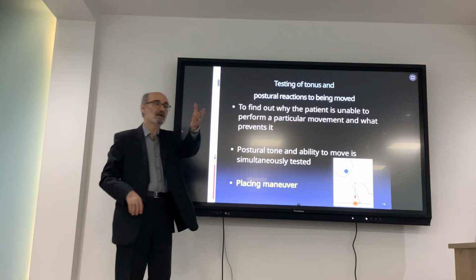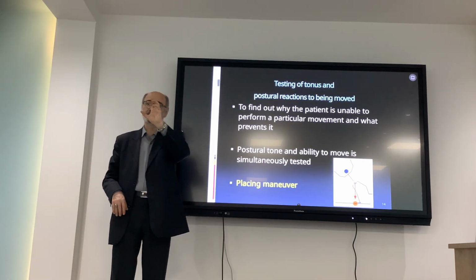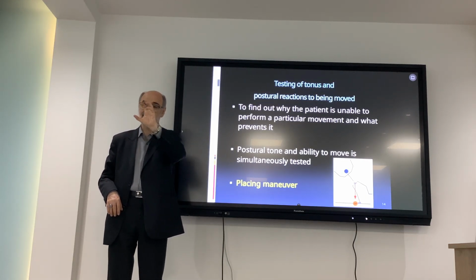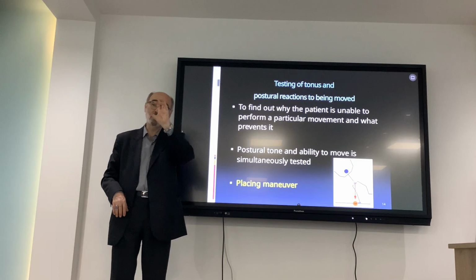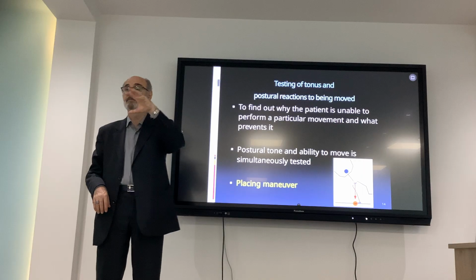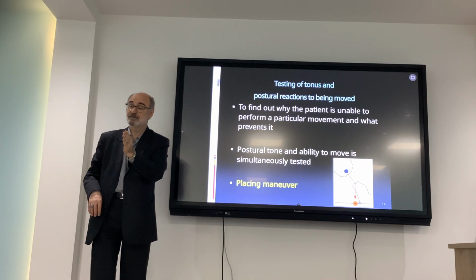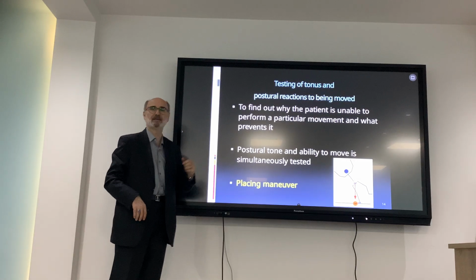All right, in this way, I assess the postural tonus, spasticity, and also I assess the postural reflex mechanism. Besides this, to test whether the postural reflex mechanism is normal or abnormal, I can use the placing maneuver.